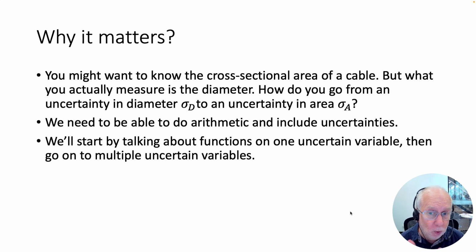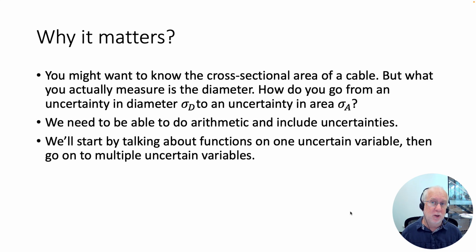So for example, let's imagine you want to know the cross-sectional area of a cable, a cylindrical cable, but what you actually measure is the diameter. The diameter has an uncertainty, so the area will be pi r squared, pi over 4 d squared, and so you're going to have to work out, if we know the uncertainty in d, what's the uncertainty in pi over 4 d squared?